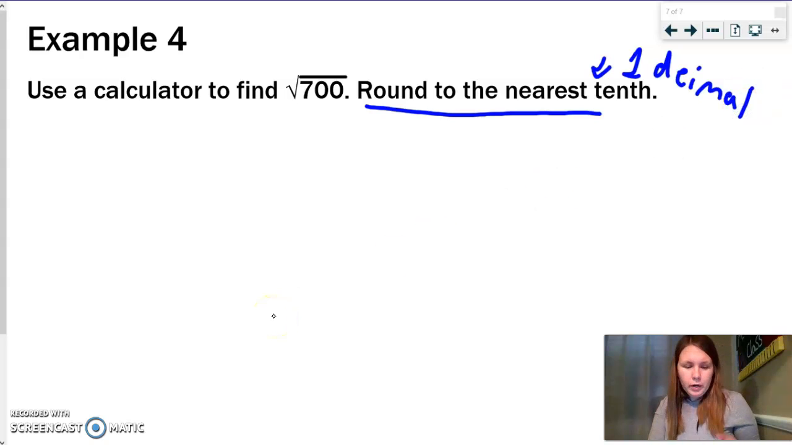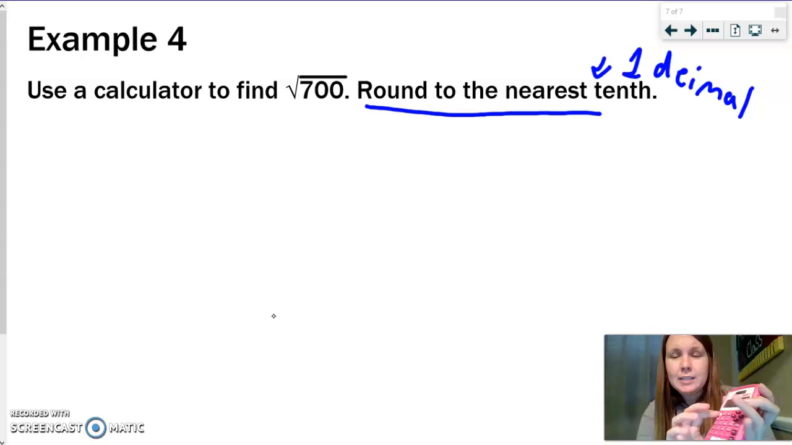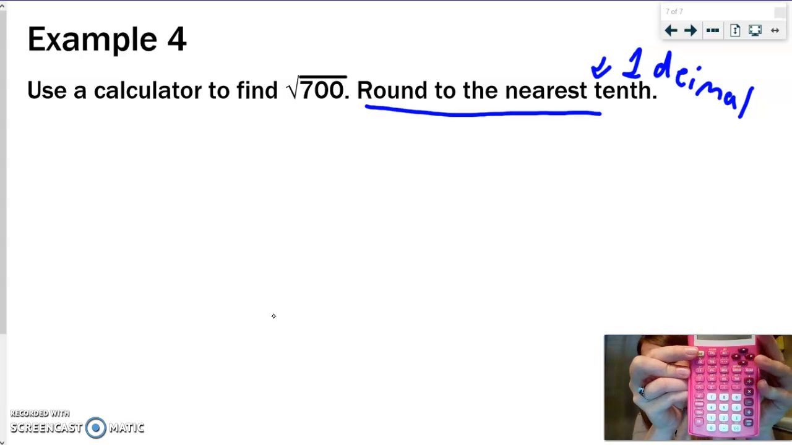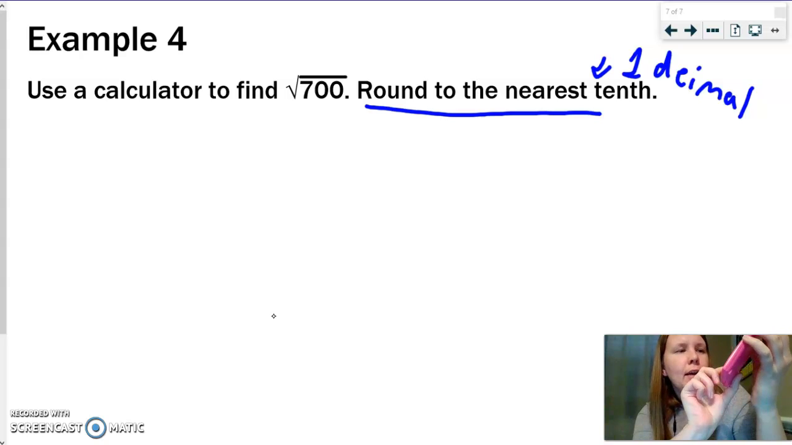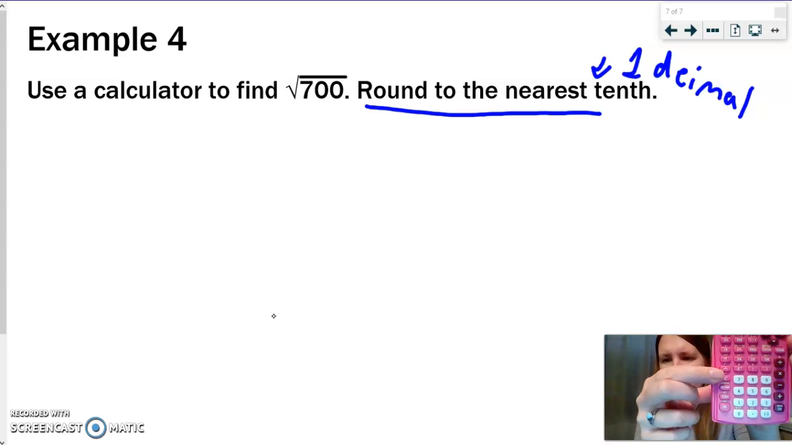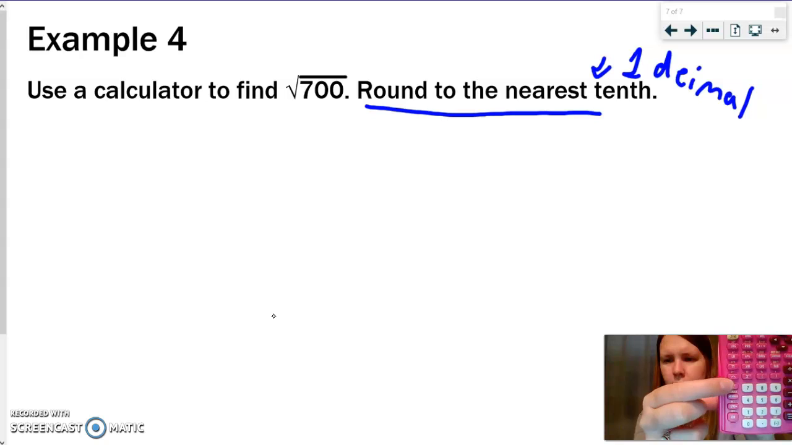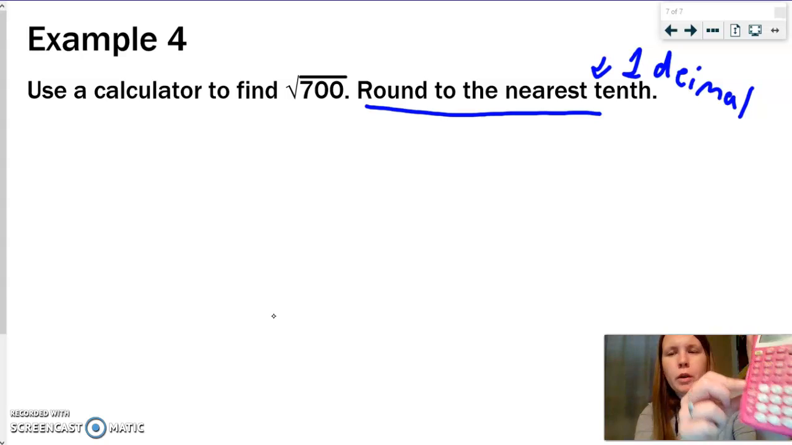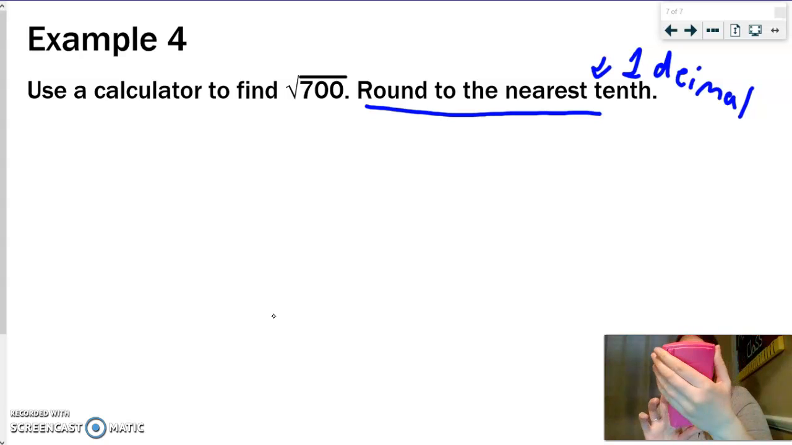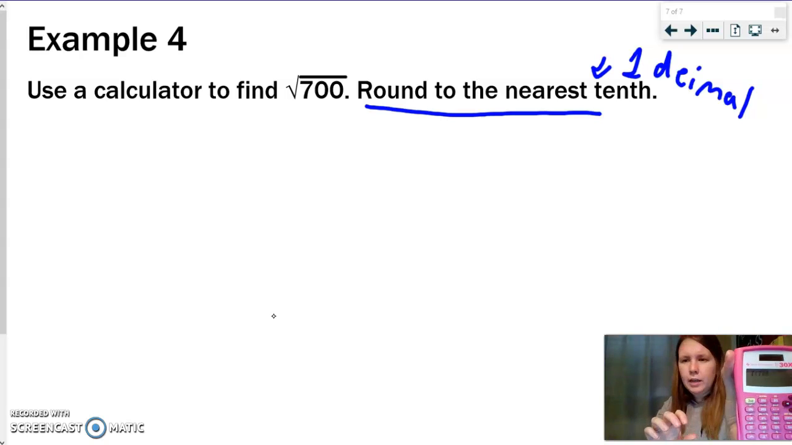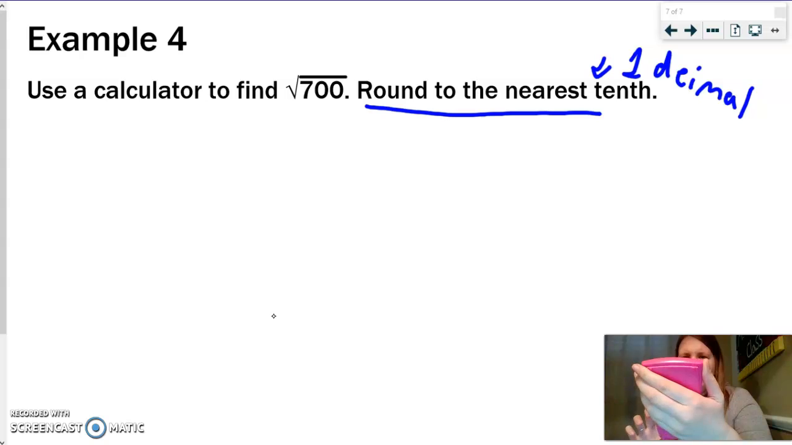So here's what I'm going to do. If you have a calculator with you, if it's the traditional kind like this one, you're going to need to press the second button. It's usually a blue or yellow button. And then there is a button that has x squared on it. You're going to press that x squared button, and that should bring up a square root for you. From there, all I have to do is press in 700, and then I can set it equal.